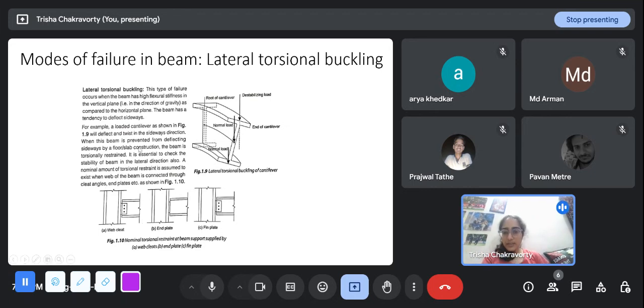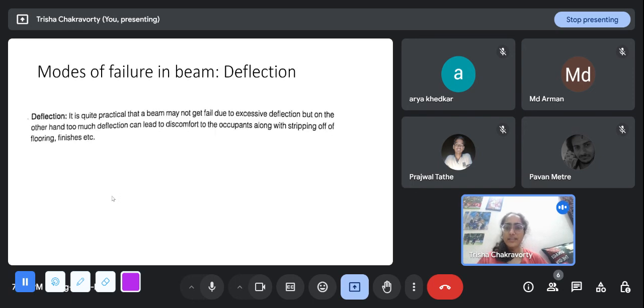And for example, this is an example. This is a loaded cantilever. This is a bolted design. We won't go into the details right now because we haven't covered bolted connections or welded connections yet.